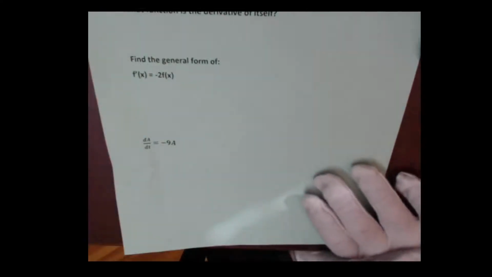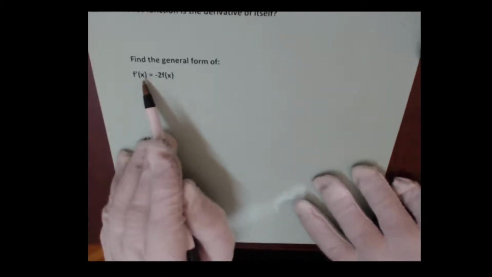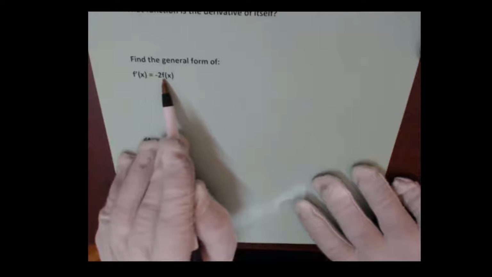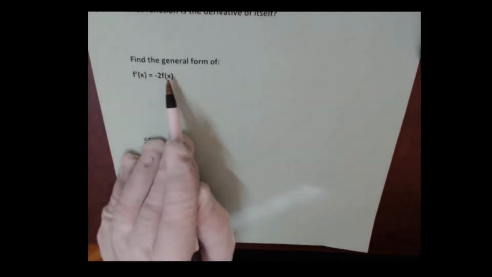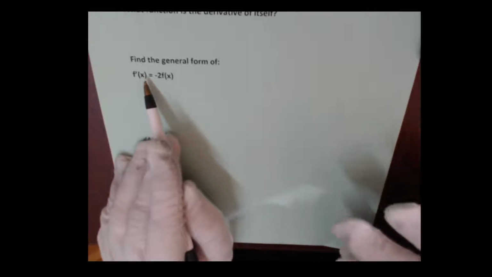Alright, in this part we're actually going to do something interesting, which is find the answer to a differential equation. So a differential equation is simply an equation that has a derivative in it. So here you see f prime is equal to negative 2 f of x. That's a differential equation. The value of the function actually affects its derivative.